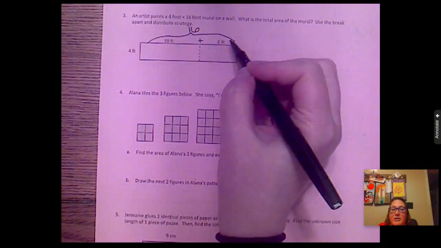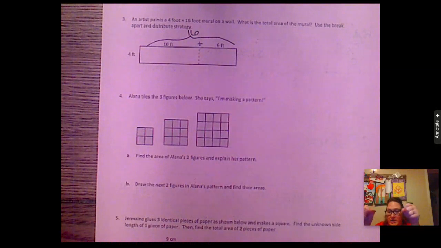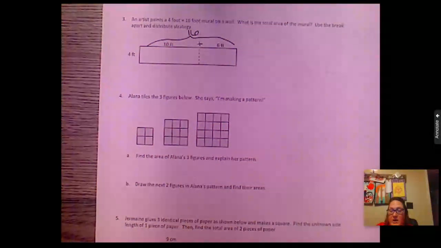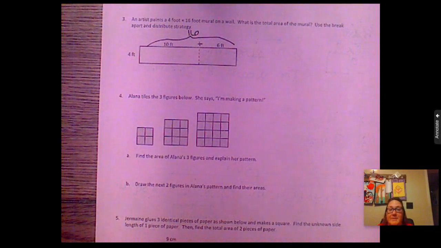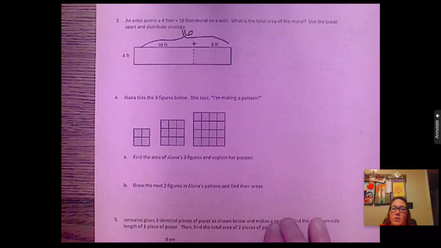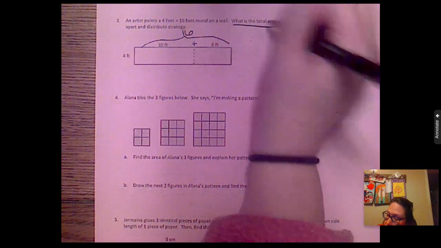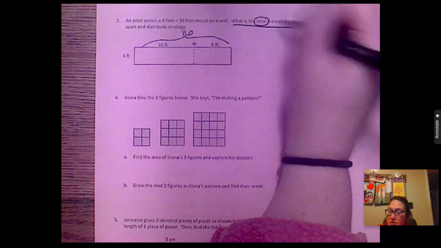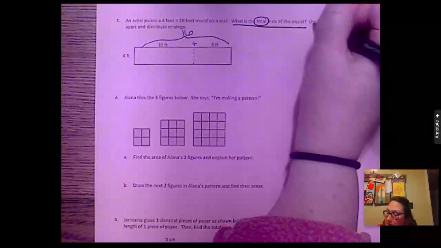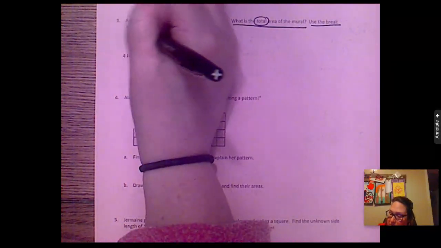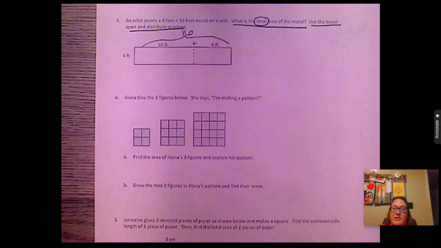So they took that mural and they broke it. Do you remember what that property is called? When we take something and then we break it and we can find the total of each part. What property is that? It's kind of a big one. Distributive property, right? So it says, what is the total area of the mural? And we can highlight that total. And then it says use the break apart and distribute strategy. So again, it's telling us to use that distributive property, right?